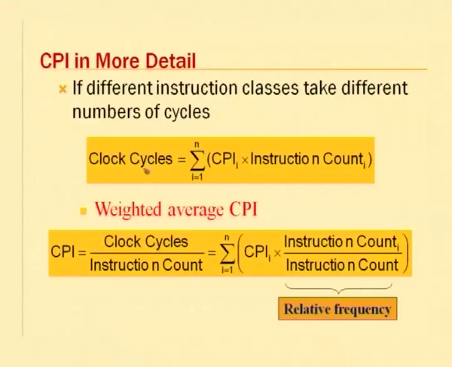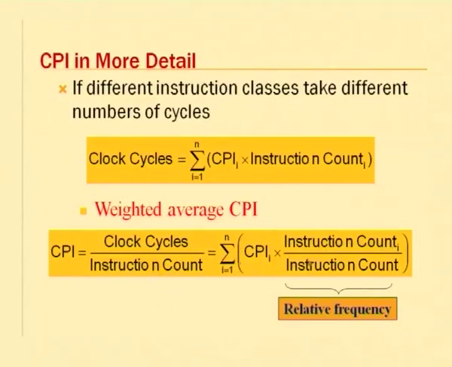So, for putting it together now for all the types of instructions, for I equals 1 to n, what is the total number of clock cycles? So, clock cycles will be given by summation of CPI I into instruction count I summed over I from 1 to n. Okay. So, now this is the number of clock cycles. So, now I can look at how I calculate the weighted average CPI. So, what is CPI? It is clock cycles divided by instruction count. So, what are the clock cycles now? That is this sum, sum of I equals 1 to n CPI I into instruction count I, divided by the instruction count.